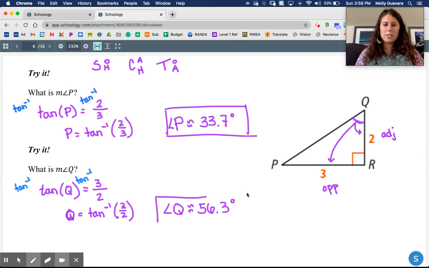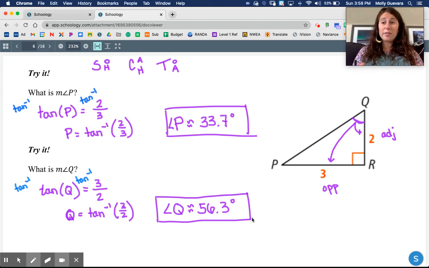So using these trig ratios helps me find missing pieces of my triangle that I might not have been able to find before. That's it for 8.2. I know that was a long one, but this is kind of like the base and the foundation for everything else that we're doing in Unit 8, so it's really important that we are understanding our trig ratios.